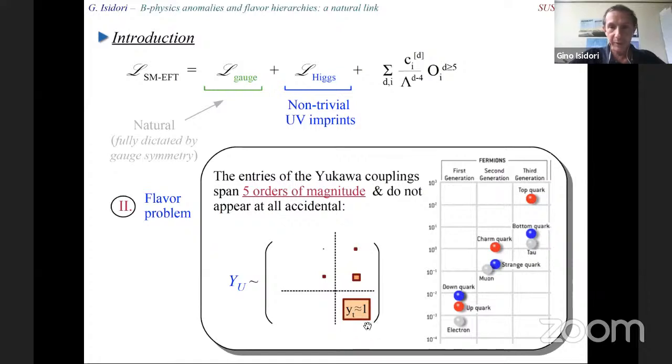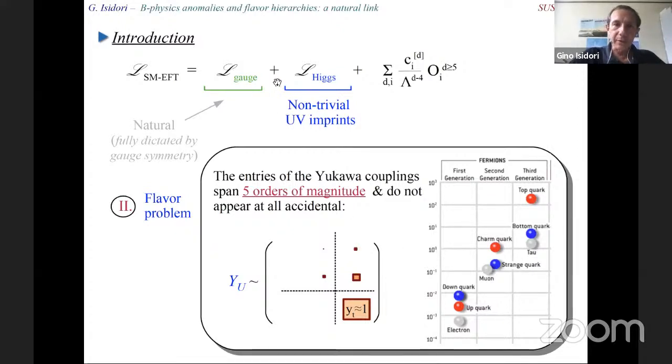We have one Yukawa coupling which is of order 1, and all the others are much smaller. These are 3x3 matrices, and we have three of them. We have this hierarchical spectrum and hierarchical mixing structure. Clearly, this points to some non-trivial dynamics from the point of view of flavor at a high scale.